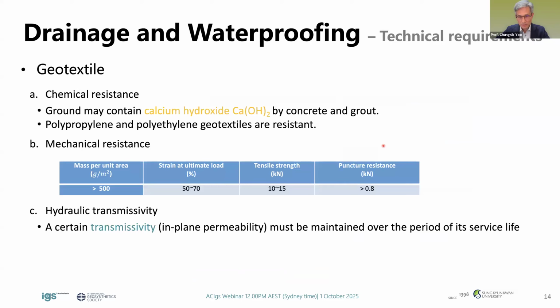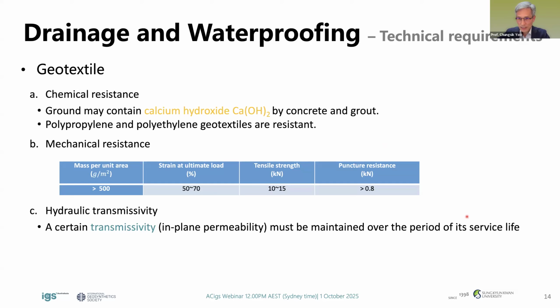Now, as I mentioned, geosynthetics are heavily used in tunnel waterproofing, but they must satisfy technical requirements. So let's start with geotextile. For geotextile, starting with chemical resistance, geotextile need to withstand alkaline environments because the surrounding ground and construction materials like concrete and grout can release calcium hydroxide, as you know. That creates a chemically aggressive condition.